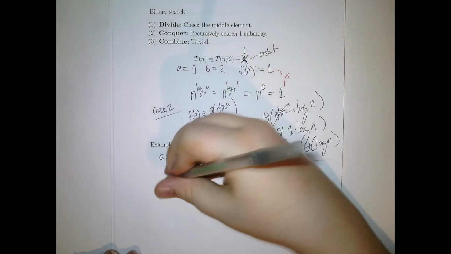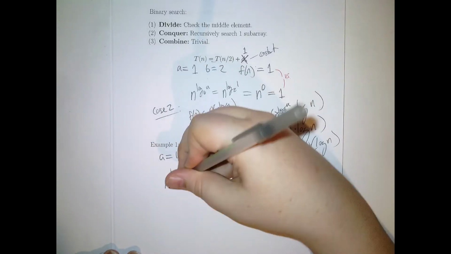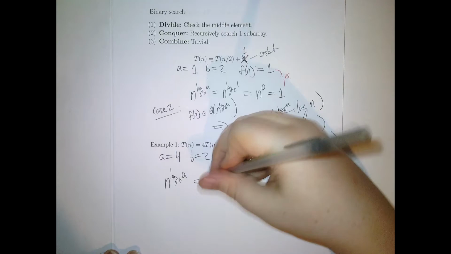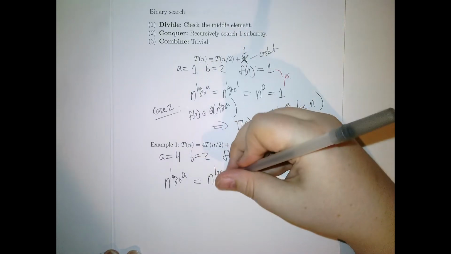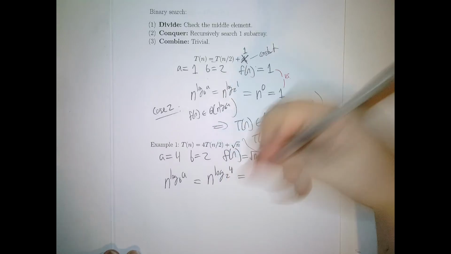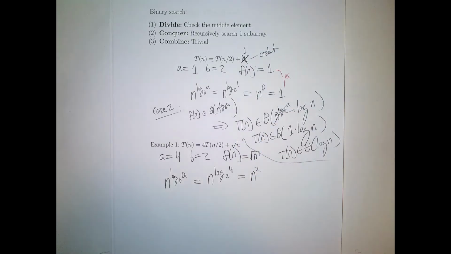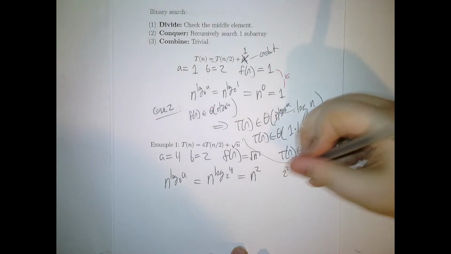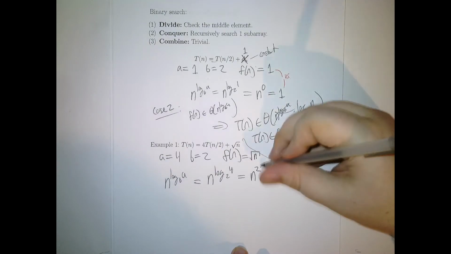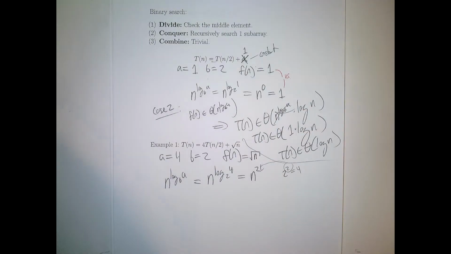We need n to the log base b of a, right? Which is, in this case, n to the log base 2 of 4. Log base 2 of 4, that's going to be n squared, right? Because 2 to the power of 2 is equal to 4. So 2 is going to be the result of that log. Master Theorem gets you much more used to the idea of doing logs, right? Which is a good thing. We use those all the time in analysis of algorithms. Good thing to get used to.